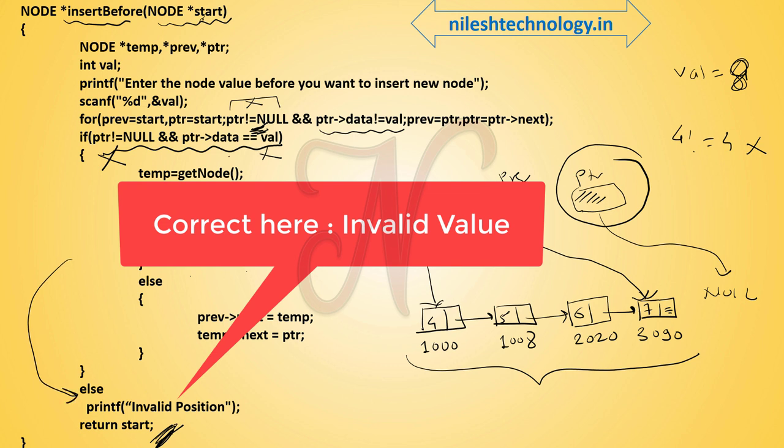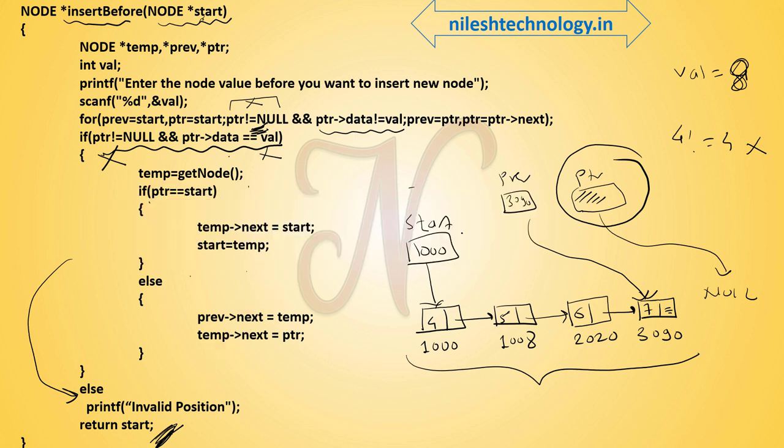Okay, so by using this way we insert a node before the start, insert in between, and here we validate the position. So here we validate the value. See if the value is present in the linked list. If it is, then we insert the new node. If it is not, then we directly display the message, this is an invalid value. Okay, so this is the invalid value, not a position.